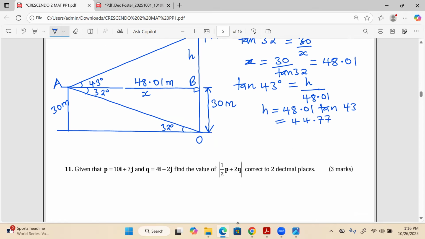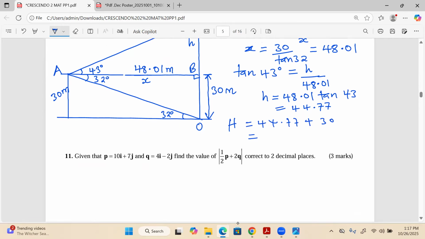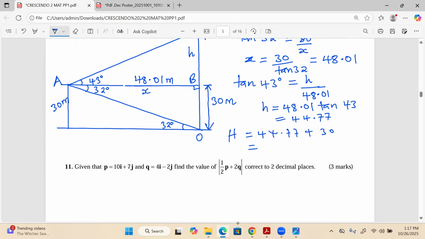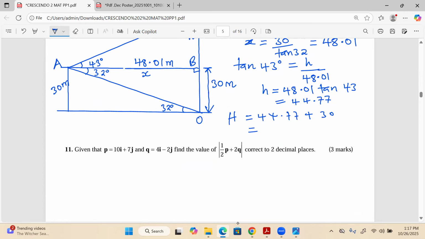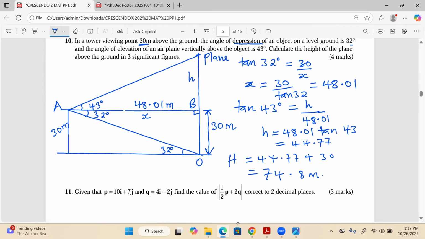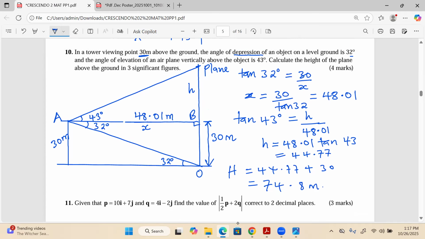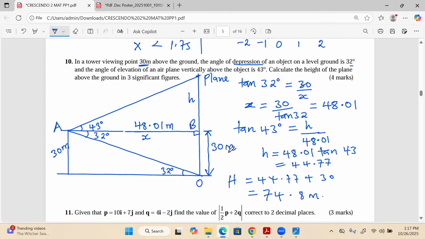44.77. Then after that, we can talk about now the total height, whereby there is 44.77. Then we add 30. What does this give us? 74.77. But remember 3 SF. So it would be 74.8. That is now the height between the object on the ground and the plane, which is vertically above it. The whole height from object to P.